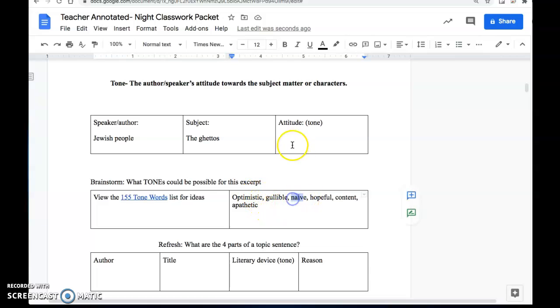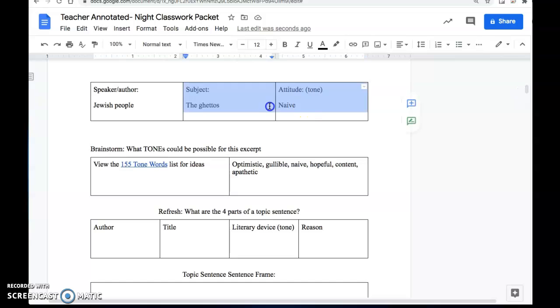I'm going to go with naive, and that would be my tone here. So I'm saying that they have a naive tone. A lot of times children are naive because they just don't have the full picture. And I would argue to you that if the Jewish people had the full picture of what was happening in the ghettos and what was to come, they would not be feeling peaceful and reassured. So now we have our tone, right? I chose naive. You can choose whatever you'd like.